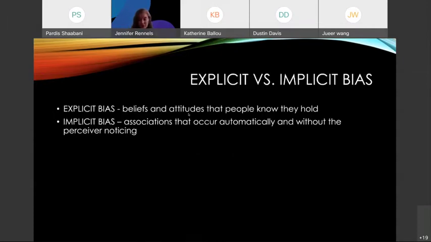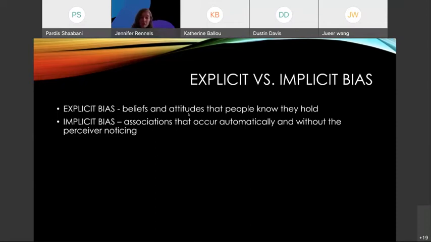So let's now distinguish between explicit versus implicit bias. Explicit biases are beliefs that people actually know that they hold. We're aware of them, and because we're aware of them, we can control them. So we can choose to express our biases and attitudes, or we can choose not to.